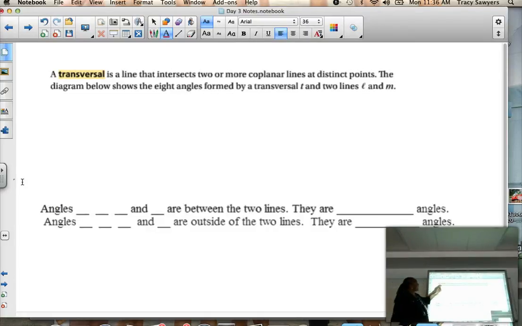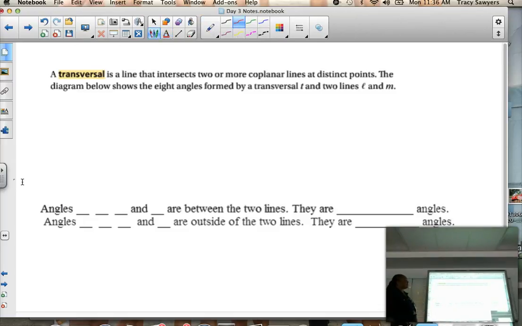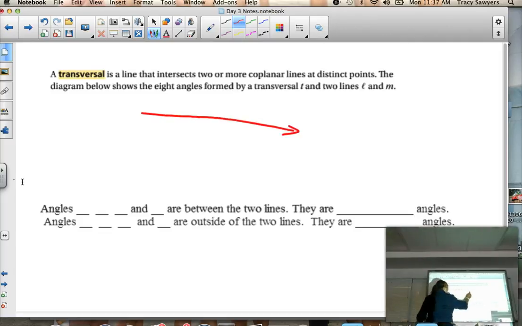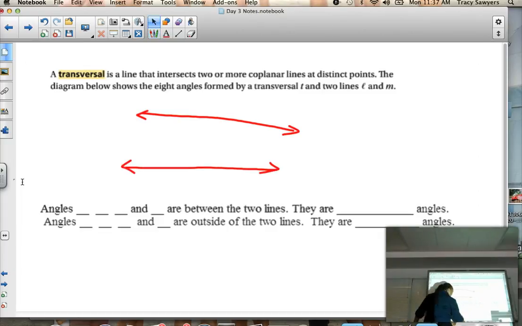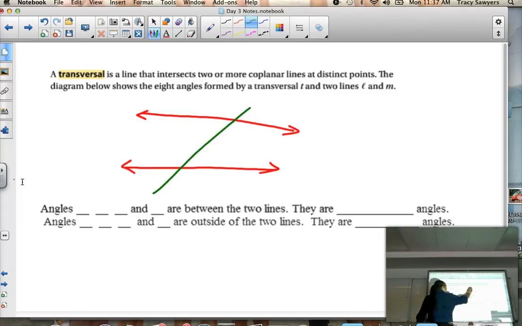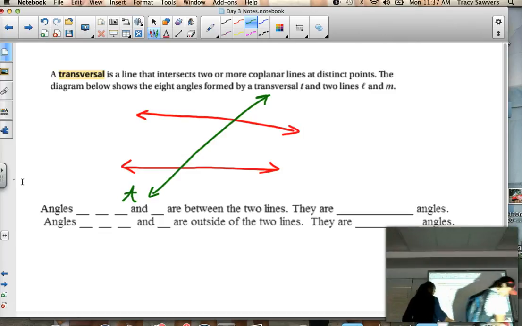A transversal is a line that intersects two or more coplanar lines at distinct points. So when you see that definition, what I want you to realize is that if you have two lines that get intersected by another line, then this is a transversal. We're going to call it transversal T. And our lines are L and M.